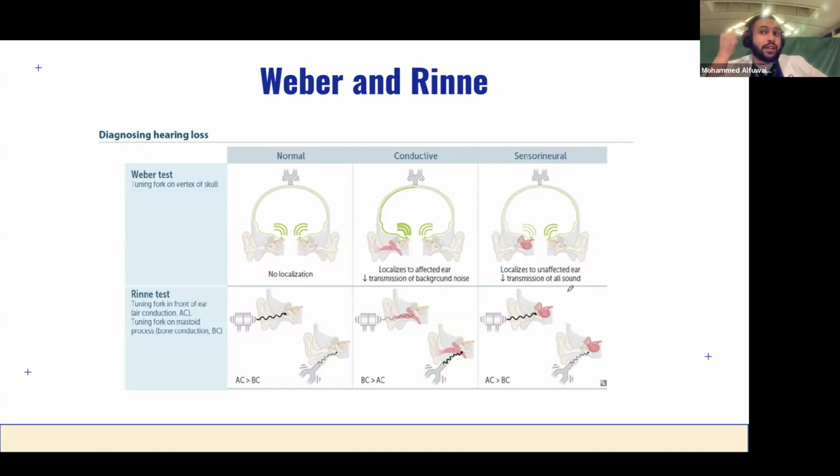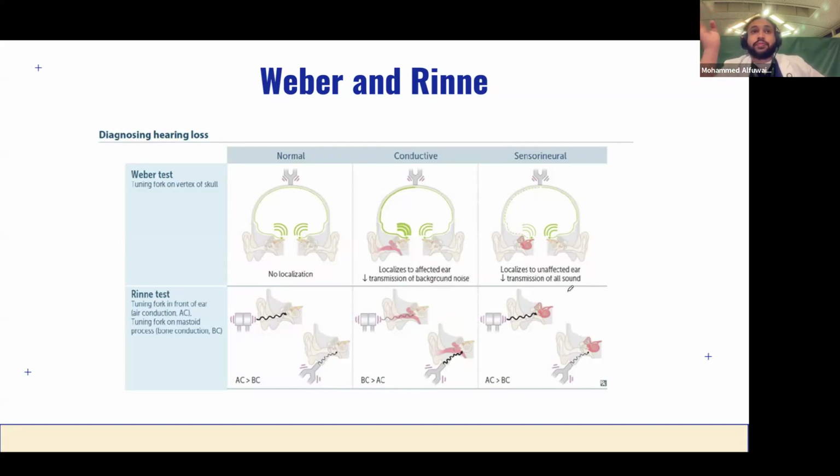Right away. If they can continue hearing it, that means that the air is louder than the bone. Or simply, you go in front of the ear, you check for air conduction. Can you hear this? Yes. You go to the bone, to the mastoid process. Can you hear this? Yes. Which one is louder? Air. This is normal. Air conduction will be more than bone conduction.